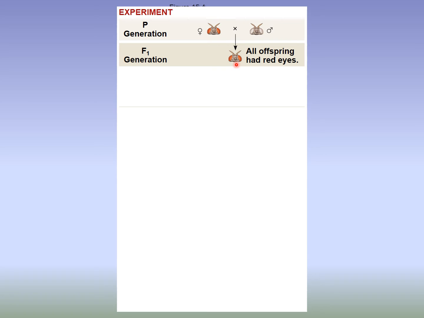Then, of course, proceeding through to see the transmission and how it occurs, you want to mate 2 of the F1 generation. So taking 2 of these F1 right here and mating them, this would make a mating between a male that had red eyes and a female that had red eyes. Now, the results in the F2 generation were the following. All the females had red eyes, and about half of the males had white eyes, and half of them had red eyes.